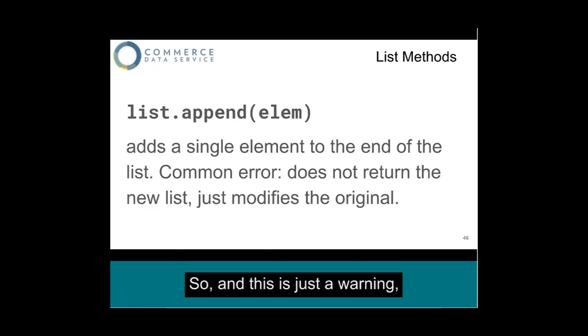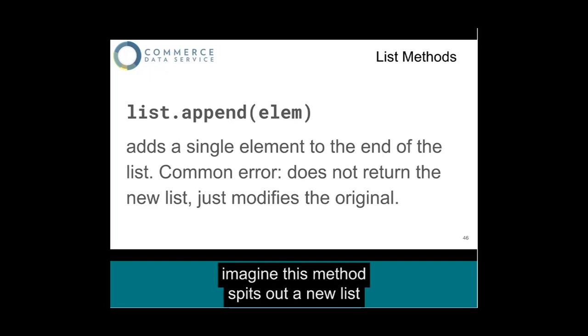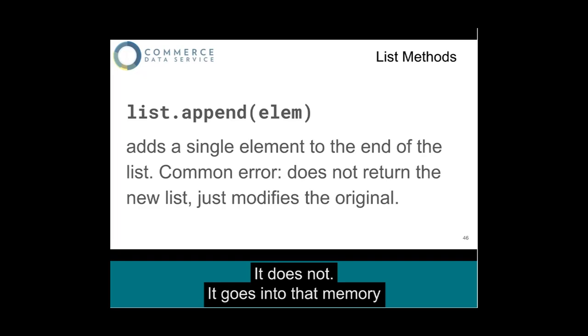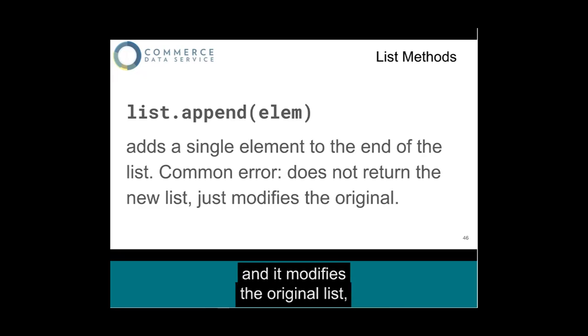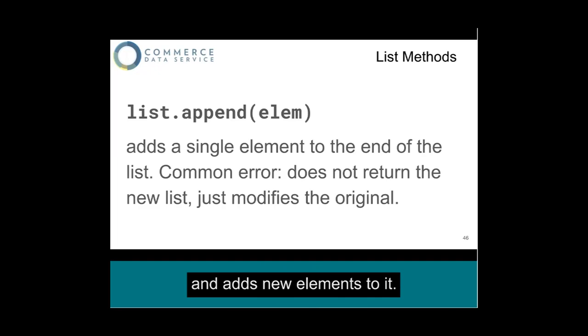And this is just a warning which I put in here: a very common mistake is that people imagine this method spits out a new list with that additional element. It does not. It goes into that memory and it modifies the original list and adds a new element to it.